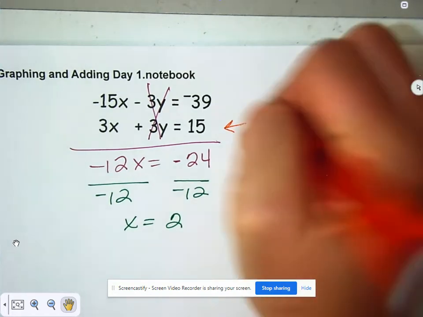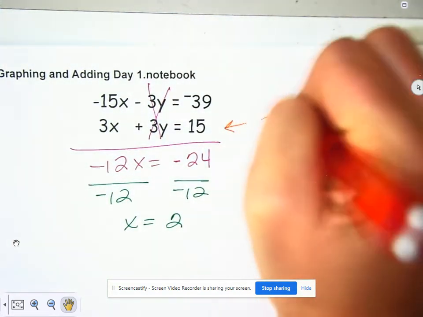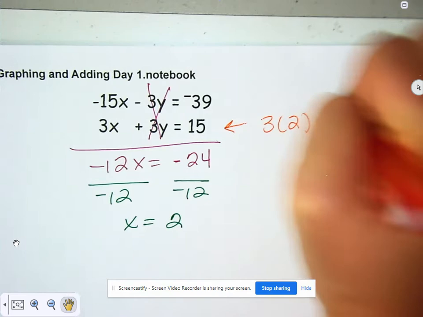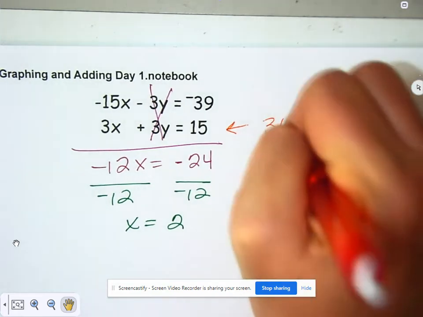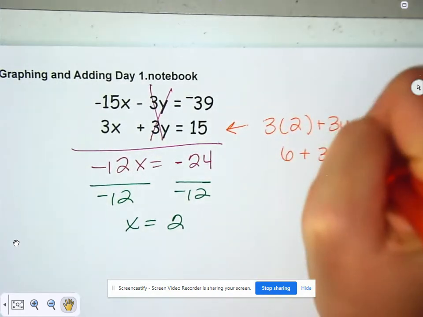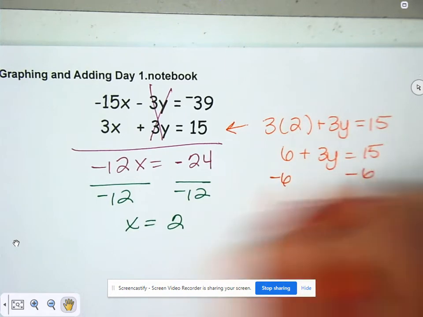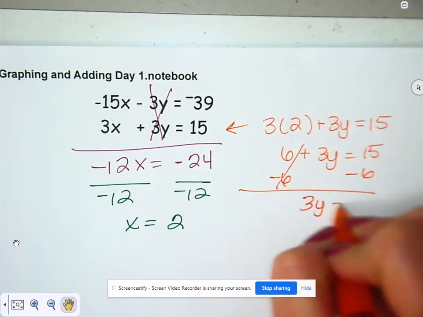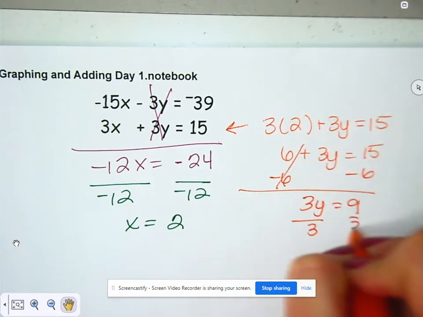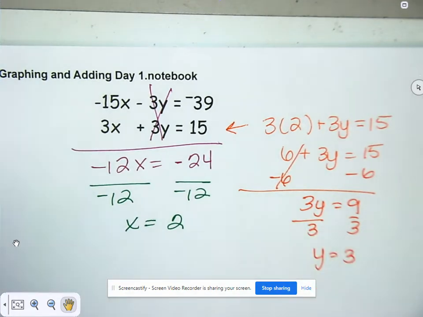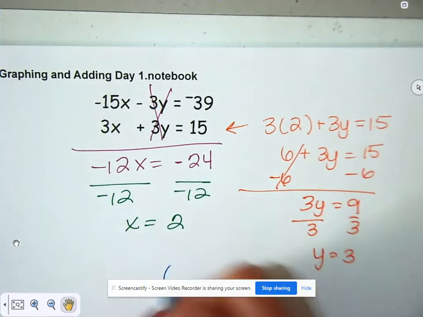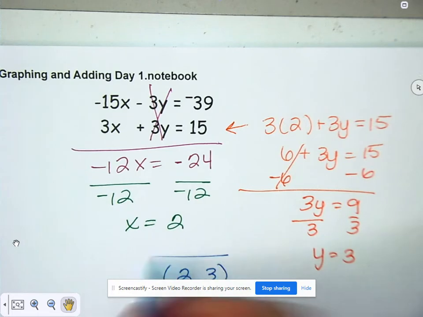Now y'all, you can pick either equation. It just so happens that the bottom one seems to be the easiest for me so far, with the smaller numbers. So that's why I have done that. But you can pick either one, and as long as your math is correct, you'll get the right answer. So now we've got our x and our y, so it is an ordered pair: 2, 3.